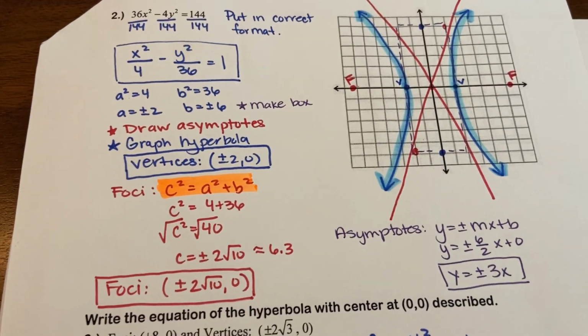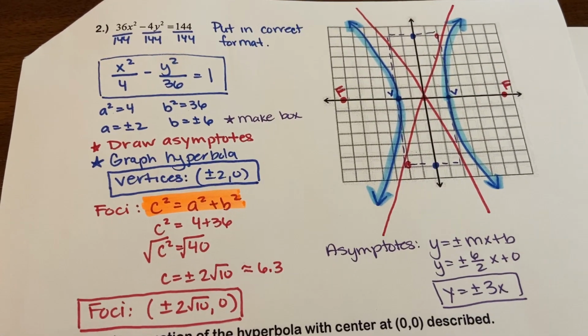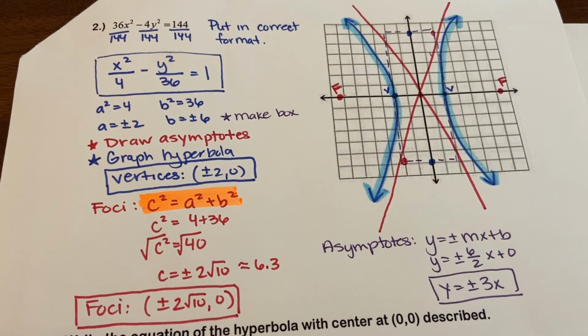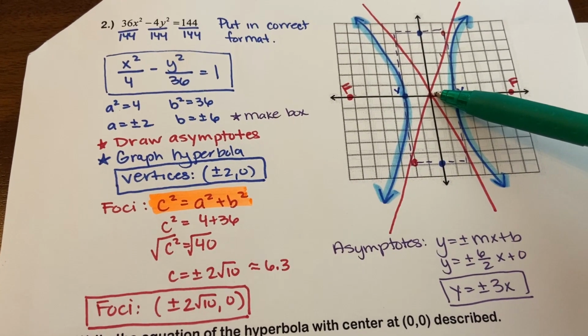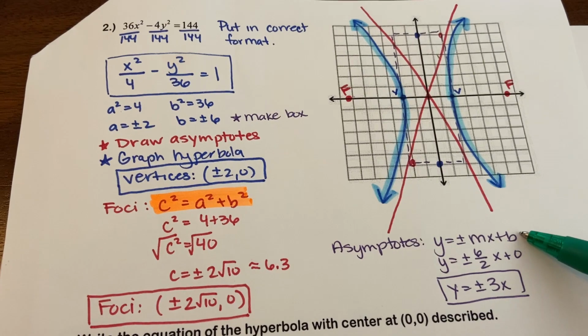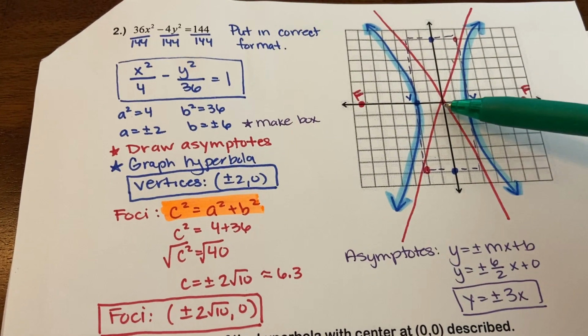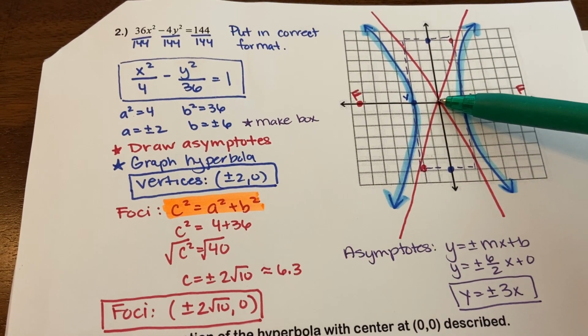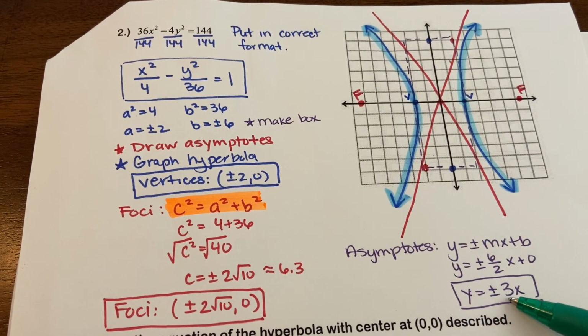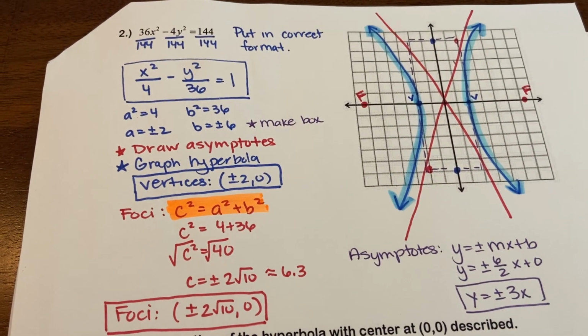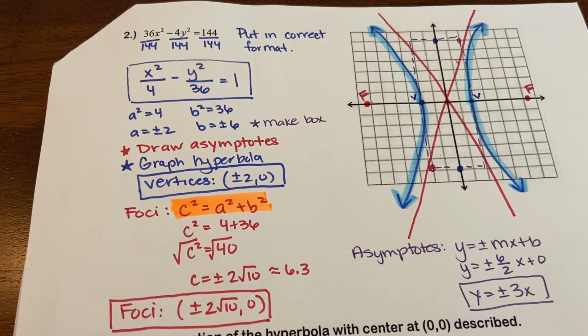If I need the equation of my asymptotes, remember that again the equation of a line is y equals mx plus b. For all of these, they're centered at 0, 0. So my b, my y-intercept, is 0. And to find my slope, I'm going to start at the origin, and I'm going to go up 6 over 2, and that will reduce down to a slope of 3. So we get the equation y equals plus or minus 3x.